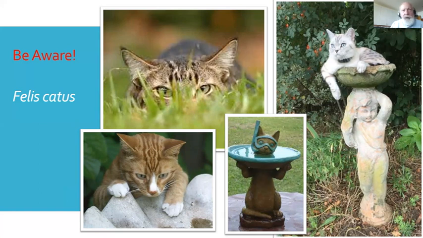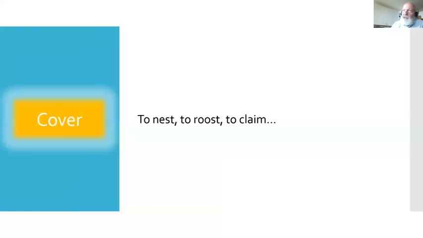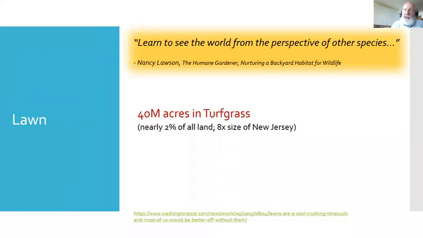I encourage you not to follow the advice of that 1907 book I was mentioning earlier of using strychnine and arsenic to poison these cats. So we've indeed learned a little bit more humane treatment of our feral cats and our wild cats in the last 100 years. Okay, food, water, cover. Food as a necessary component, water, and now cover. To nest, to roost, and to claim.